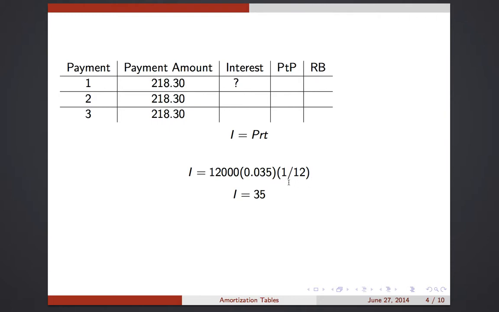1/12 of a year. So for your first interest payment, you take the amount you owe, 12 grand, times the interest rate, times the amount of time that's elapsed, and you get $35. So you just fill in the number 35 here.